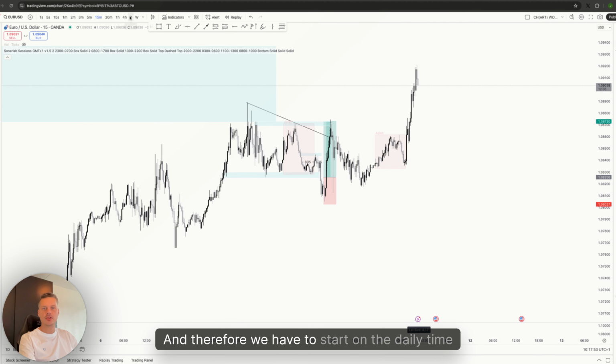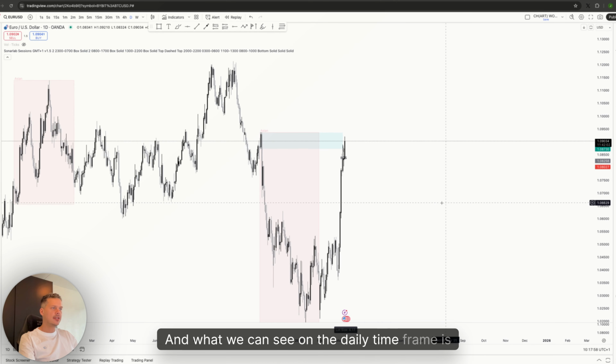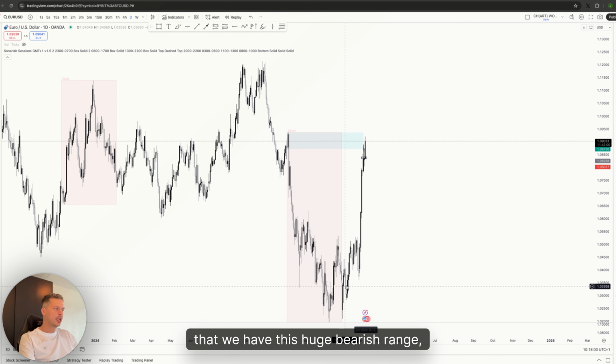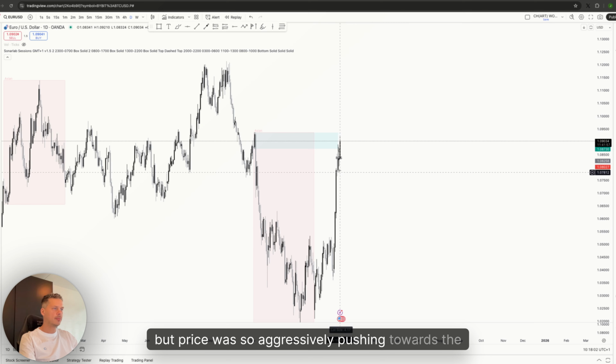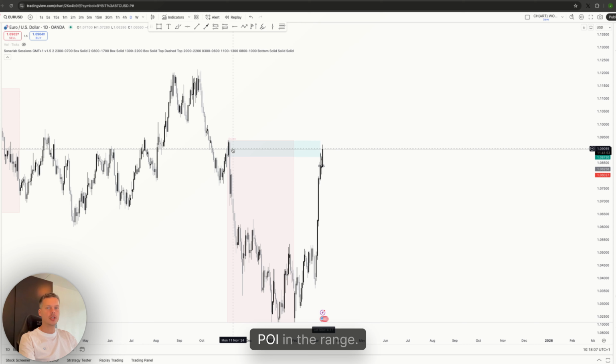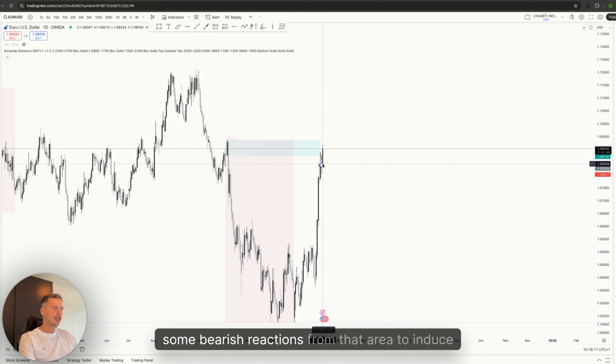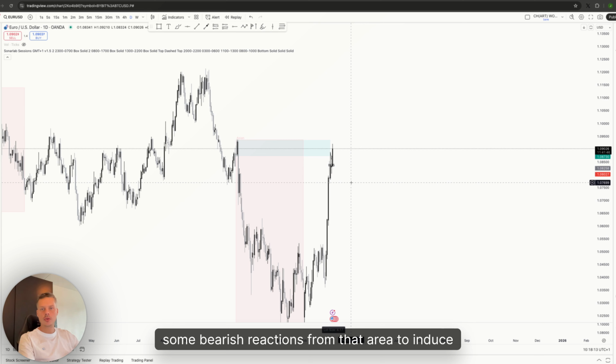And therefore we have to start on the daily time frame. And what we can see on the daily time frame is that we have this huge bearish range, but price was so aggressively pushing towards the upside, coming into the last order block or last POI in the range. And what we very often see is that price gives some bearish reactions from that area to induce sellers.